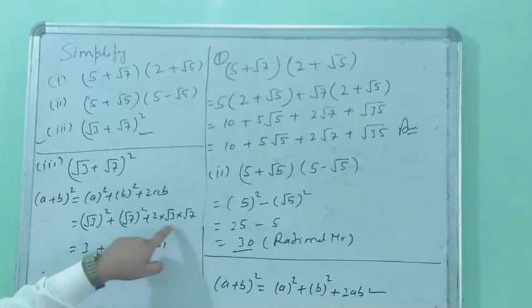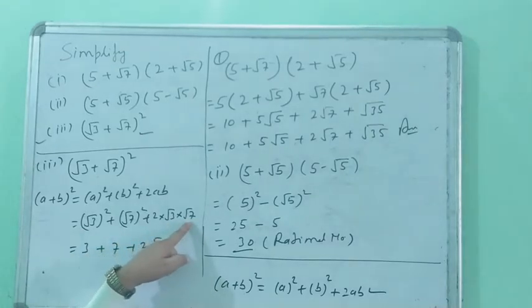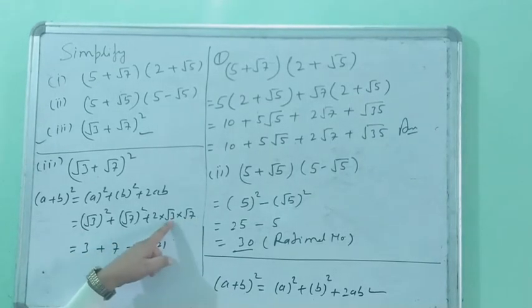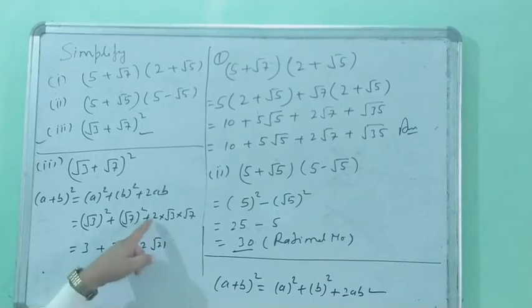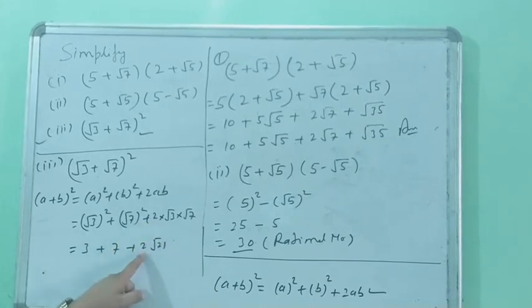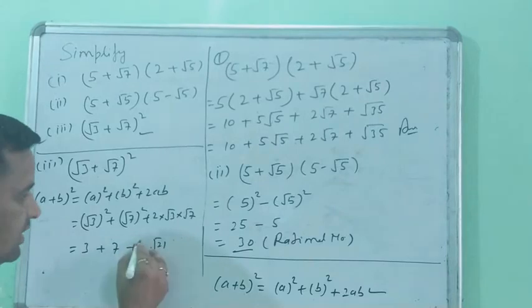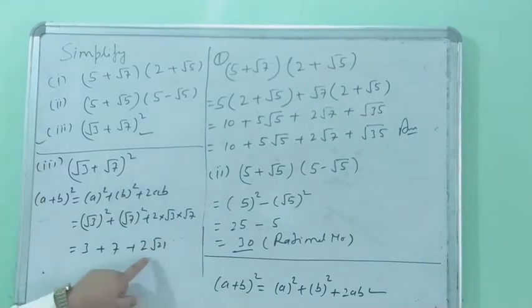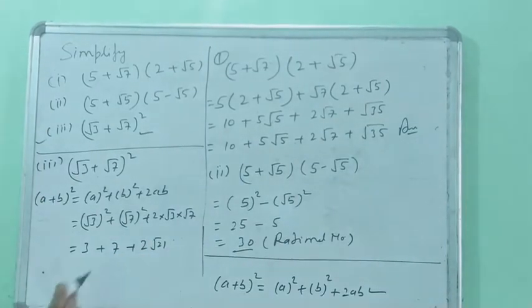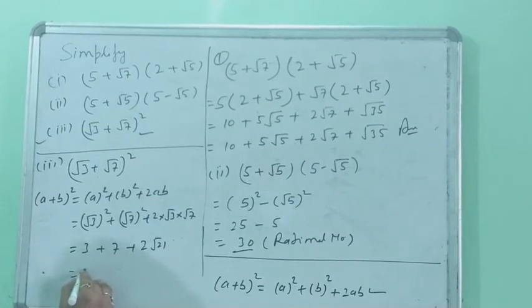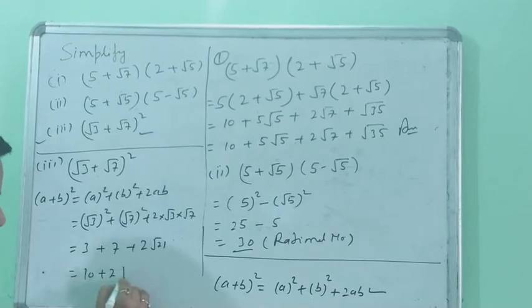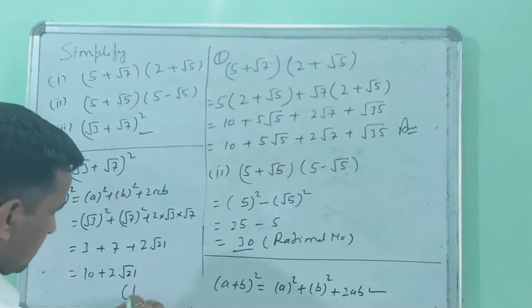Because this is the like form: root 3 and root 7 are both irrational numbers, and root 21 with 2 is an irrational number. So you will not multiply in the 21, you will write it outside: 2 into root 21. And then adding, because both the numbers are rational, you can add here 10 plus 2 root 21. So this result comes out irrational.